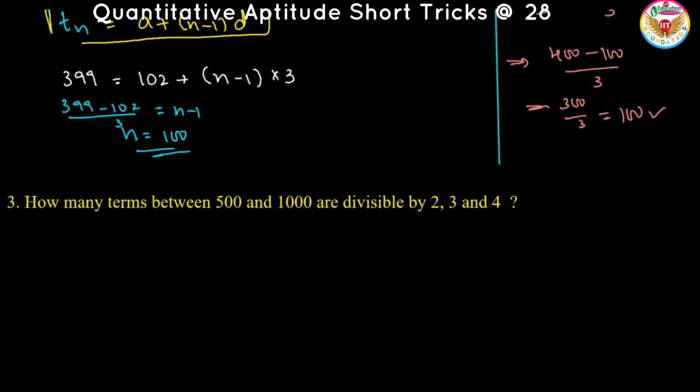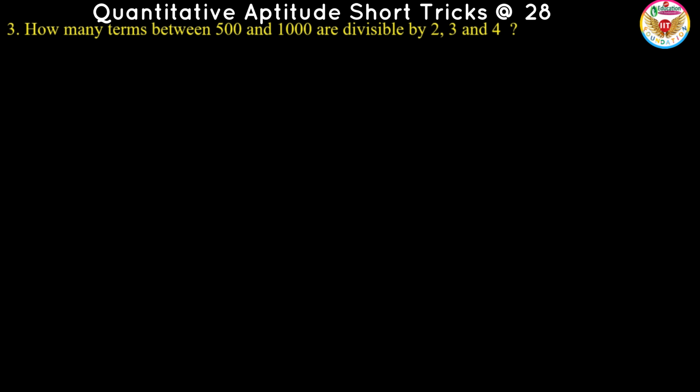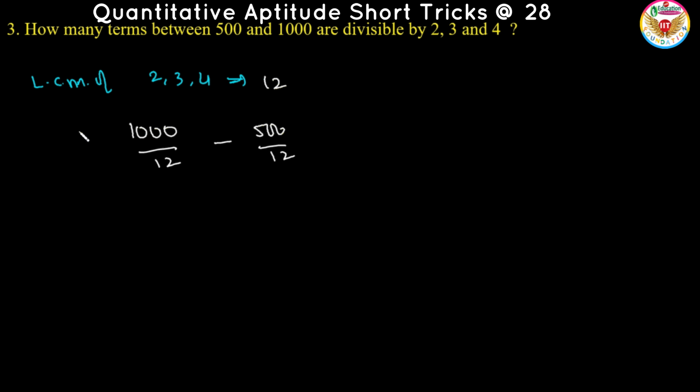Let me show you another example. The question is: how many terms between 500 and 1000 are divisible by 2, 3 and 4? First, we have to find the LCM of 2, 3, 4, which is 12. Now the shortcut method: take 1000 divided by 12 minus 500 divided by 12, taking only the quotient in each case.